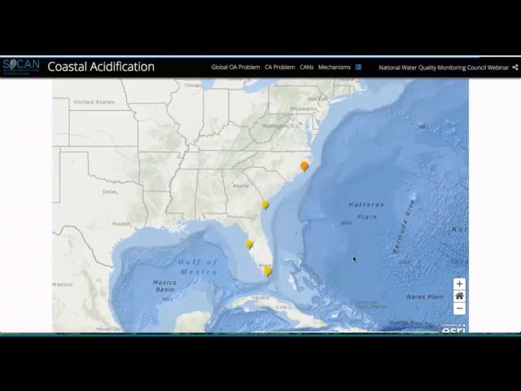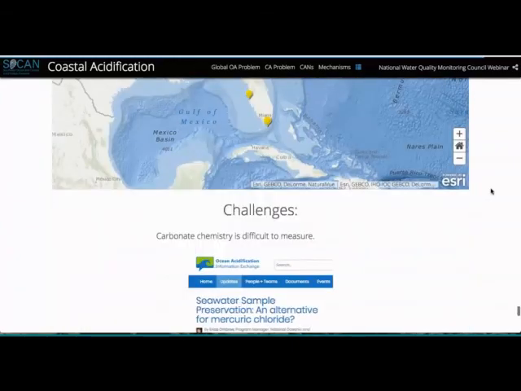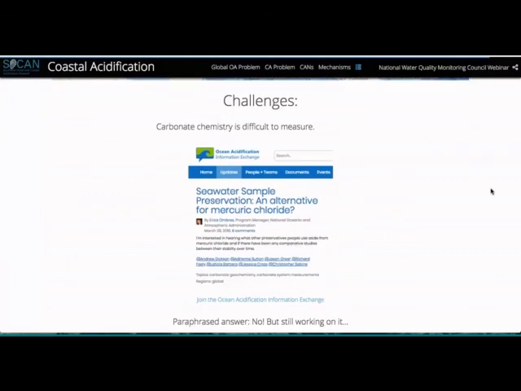But obviously, just having these particular locations, some of them relatively well offshore, makes it very difficult to discern all of those mechanisms for coastal acidification. The challenge is that, as much as we want to continue efforts to incorporate things like citizen science, measuring carbonate chemistry is really difficult.